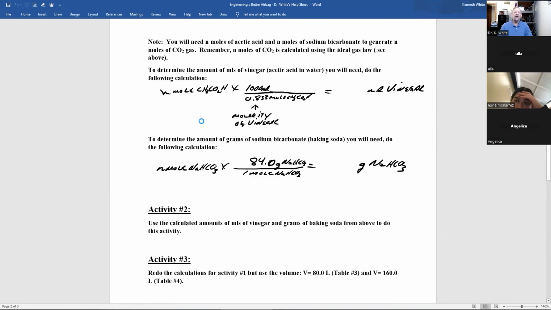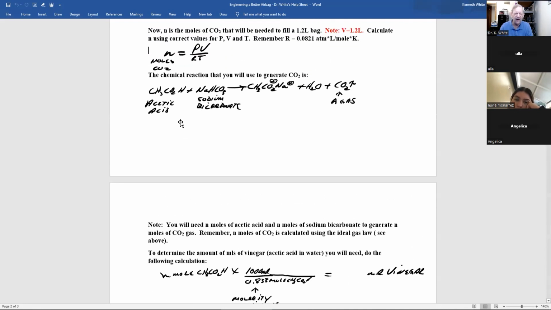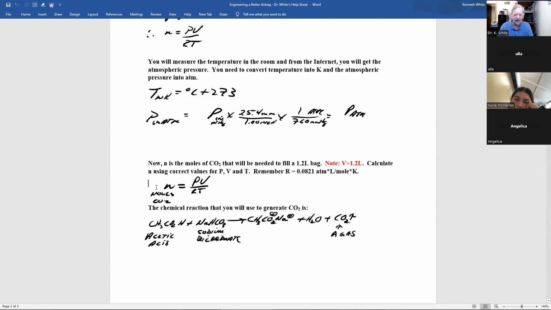Now, your vinegar is a solution. And I haven't done this to this extent, but actually, we've done something similar like that. But to determine the milliliters of vinegar you need, you do the following calculation. N moles of acetic acid. And that's the N you calculate right here.